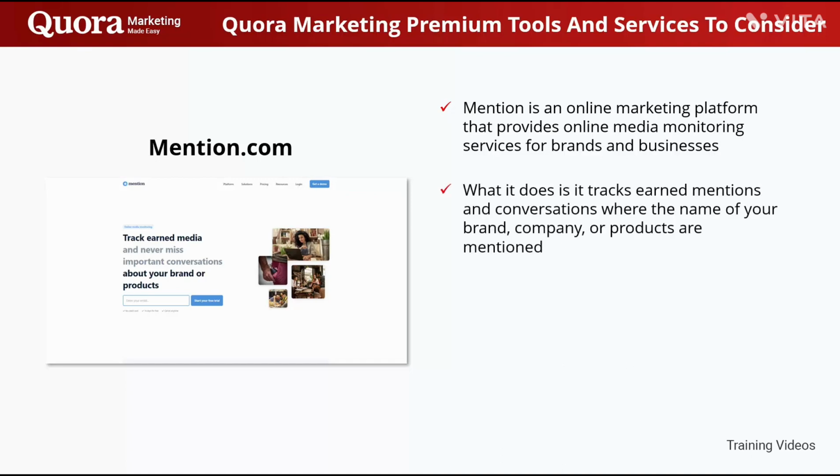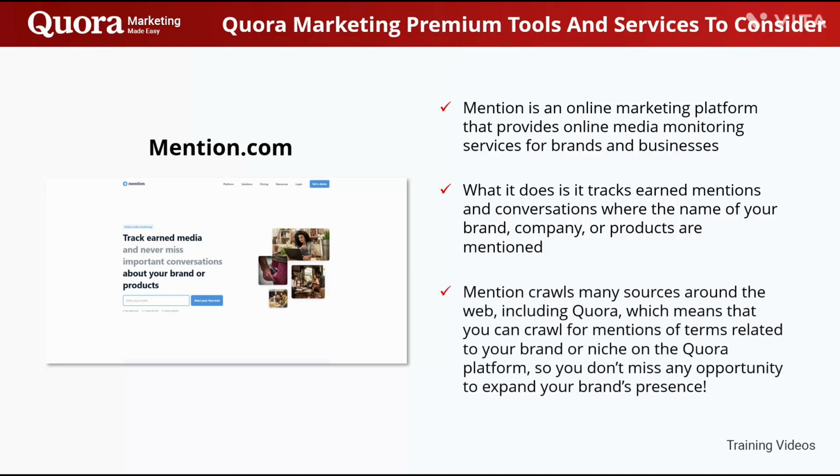Mention.com. Mention is an online marketing platform that provides online media monitoring services for brands and businesses. What it does is track earned mentions and conversations where the name of your brand, company, or products are mentioned. Mention crawls many sources around the web, including Quora, which means that you can crawl for mentions of terms related to your brand or niche on the Quora platform, so you don't miss any opportunity to expand your brand's presence.